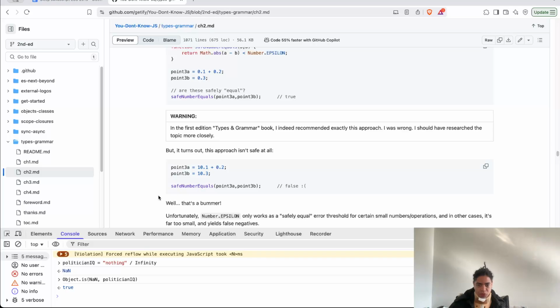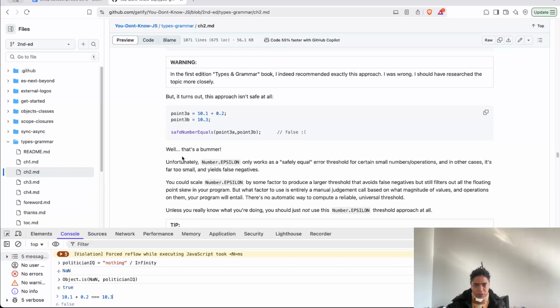Okay, if you do 0.1 plus 0.2, anytime that you're doing this mathematical operation, it doesn't give you an accurate number. It is not equal to 0.3. Of course, safe numbers equal 0.3 and 0.3. So this is false. Well, that's a bummer.